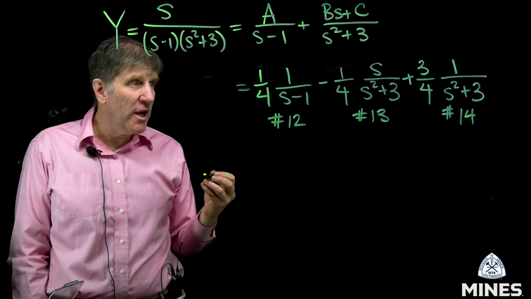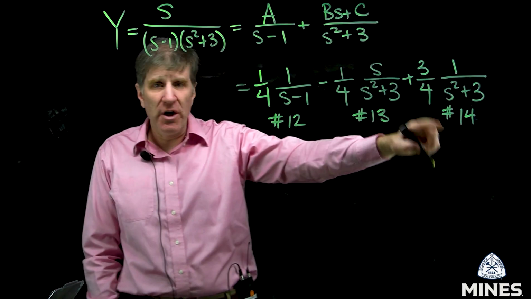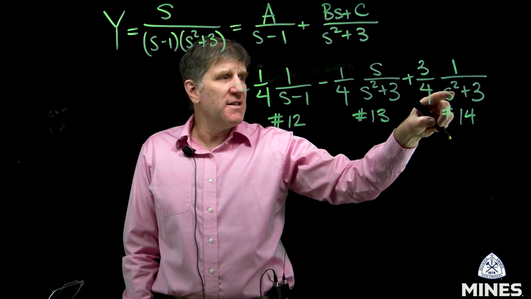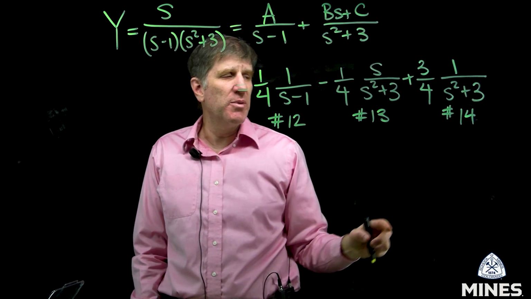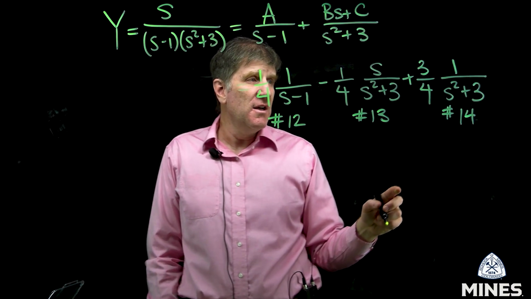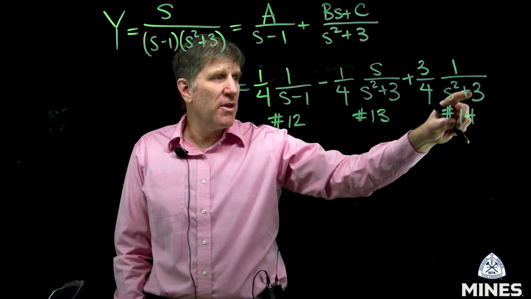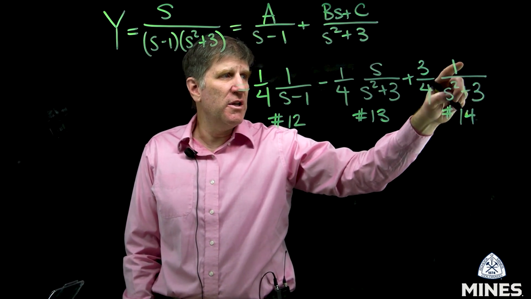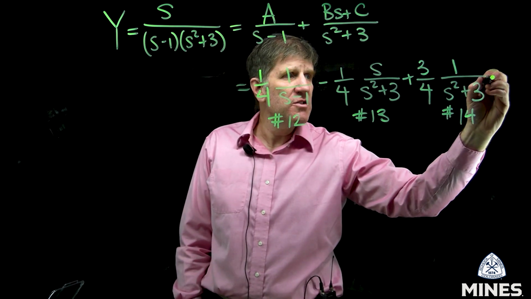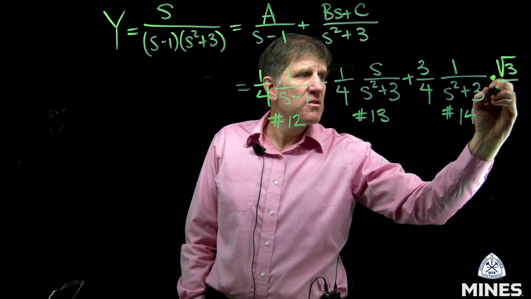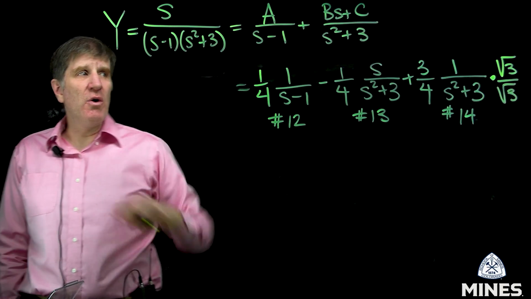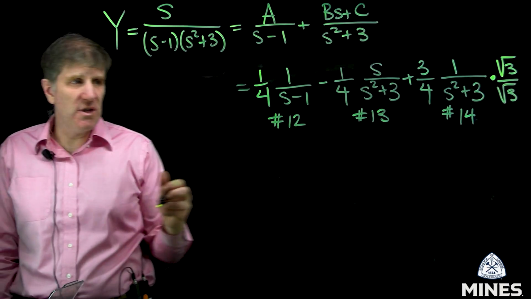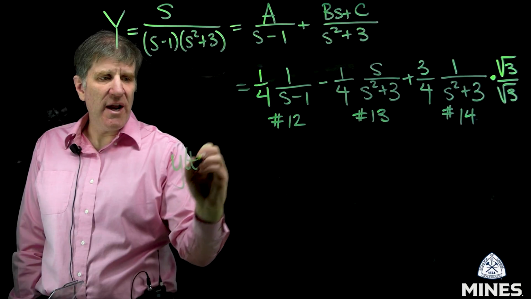They are all ready to go except here in line 14, it's k over s squared plus k squared in that line. What that means is we have the 3 in the denominator, so we need a square root of 3 in the numerator. So we do the square root of 3 over square root of 3 multiply-divide trick. And now it's in the right form for us to do the inverse. And now we can just write out what the inverse is.